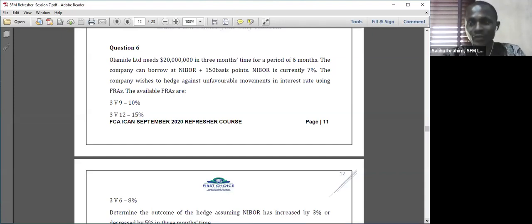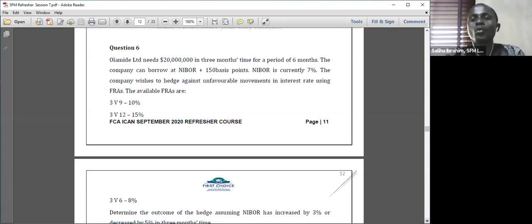But our major concern here is not the fixed interest rate, rather the floating interest rate. Floating interest rate is another name for variable interest rate. For every company that borrows at variable interest rate, the fear is that whenever interest rate increases, the company will be asked to pay more interest. Therefore, the company might want to hedge that unfavorable movement in interest rates. That hedging strategy is what we call interest rate risk management.